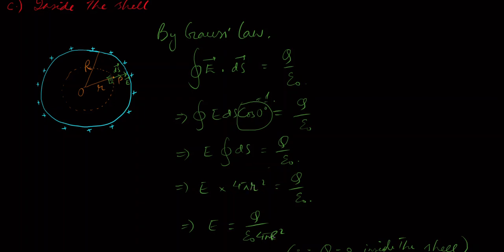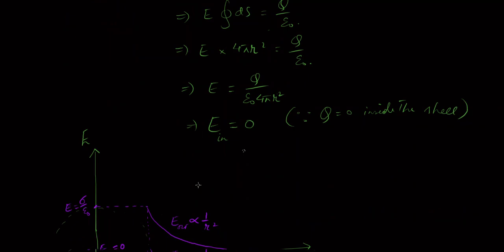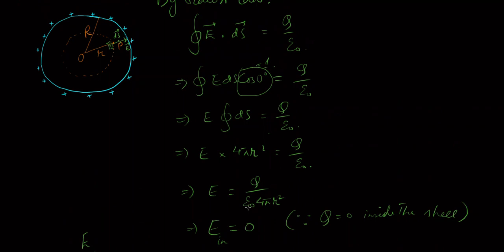This part also will be small r. Why small r? Because this area integration is done on the Gaussian surface, and the radius of the Gaussian surface is small r. So therefore it is 4 pi small r square. But then, what did I tell you? The charge inside is 0. So therefore E in is 0. Then you draw this graph. Practice this nicely. Thank you.